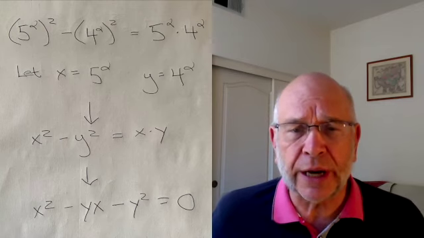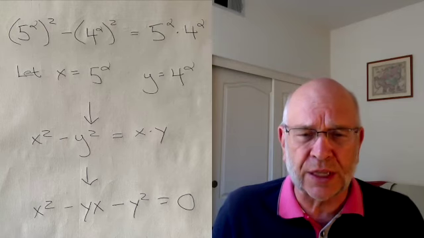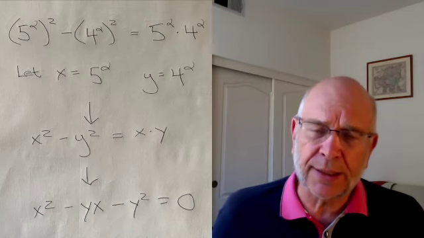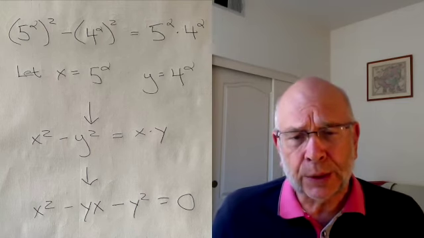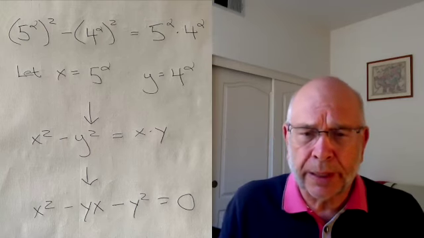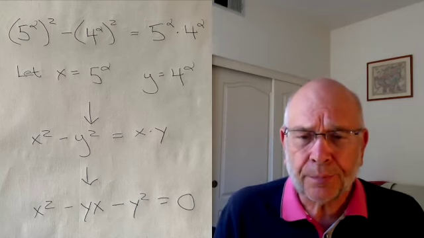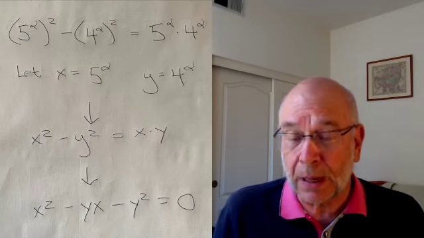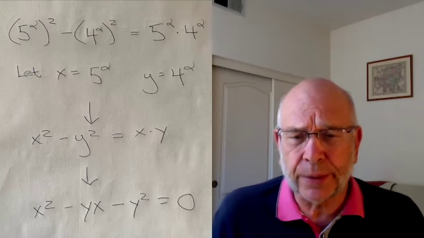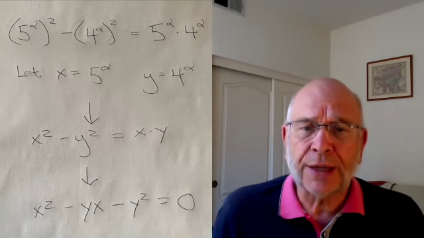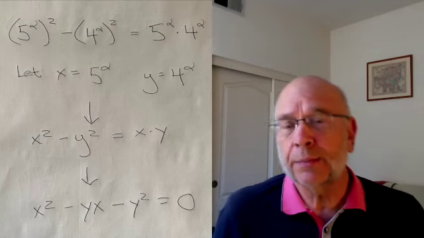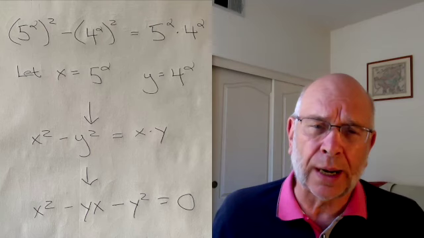So this equation, re-expressed in terms of these x and y that we've just introduced, has a nice, simple form: x squared minus y squared equals x times y. We can rearrange terms a little bit and put everything on the left-hand side. What we get is x squared minus yx minus y squared equals 0.